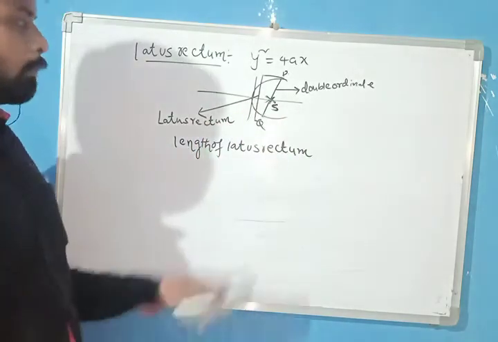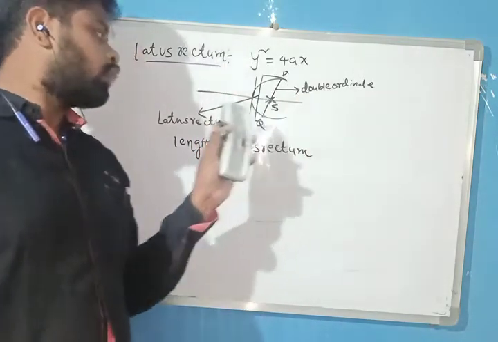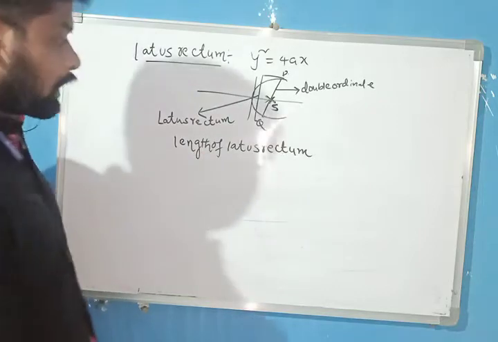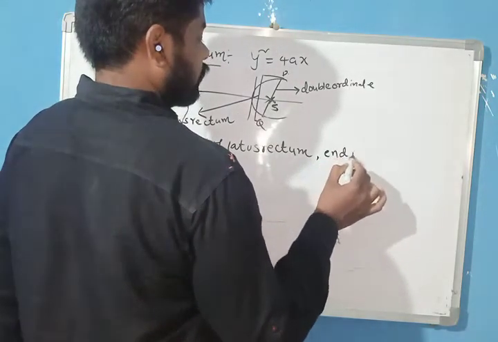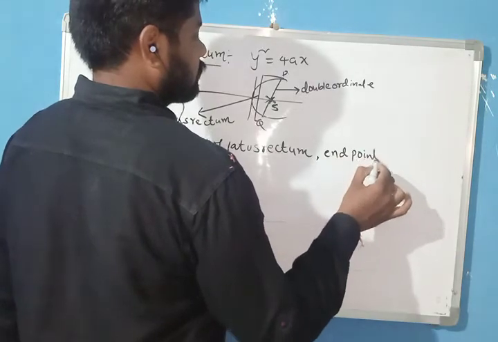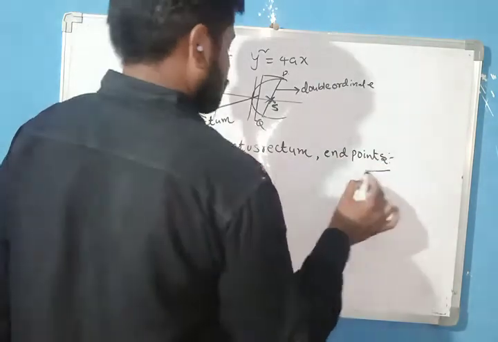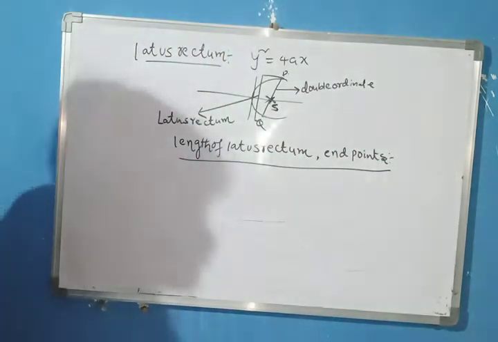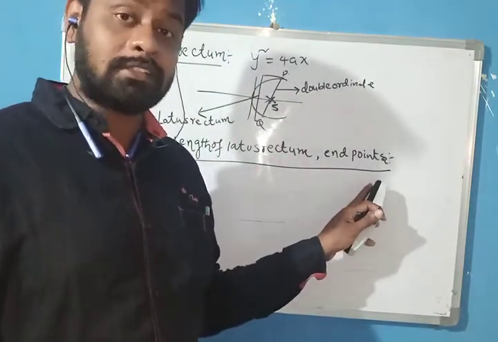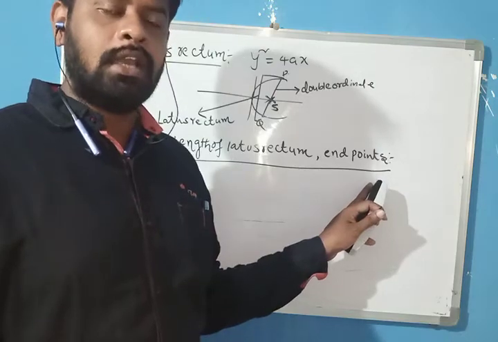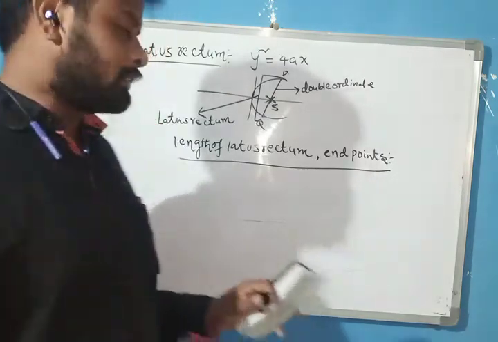Okay. The double ordinate passes through the focus. That is the latus rectum. Now we are discussing the length of the latus rectum and the endpoints of the latus rectum. Endpoints are also called extremities. Endpoints are nothing but extremities.